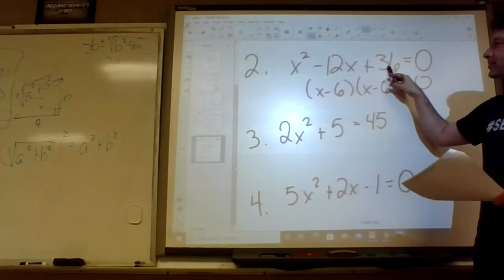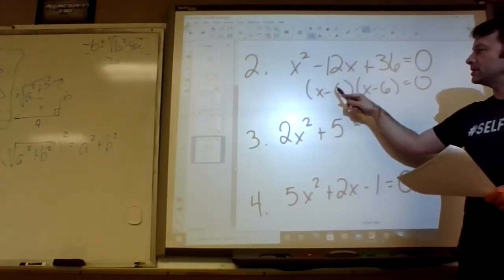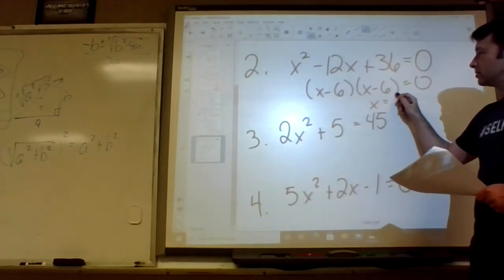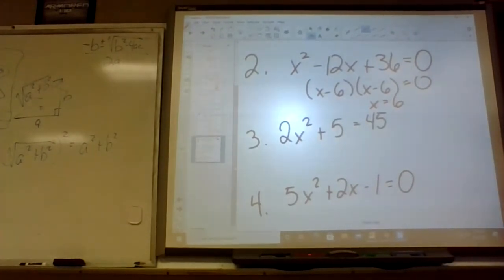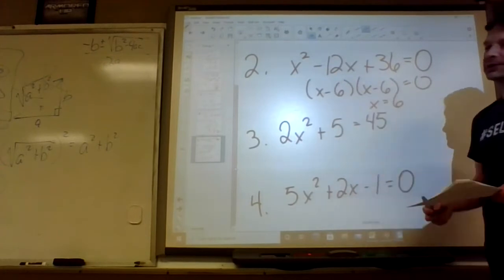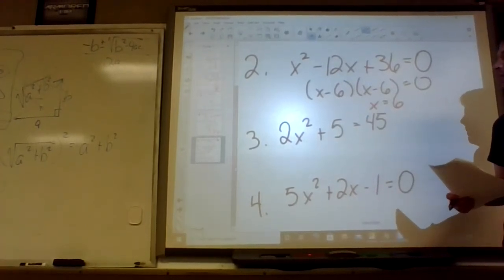Remember the factoring chapter? What multiplies into 36 that adds up to negative 12? Oh, negative 6 and negative 6. So x equals positive 6. If you know your times tables well, it makes the problems a lot easier. And if you're good at adding and subtracting, it makes it easier too. Wouldn't you do x equals 6 and then x equals 6?